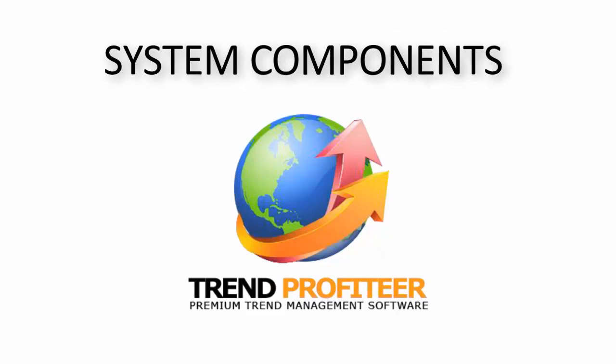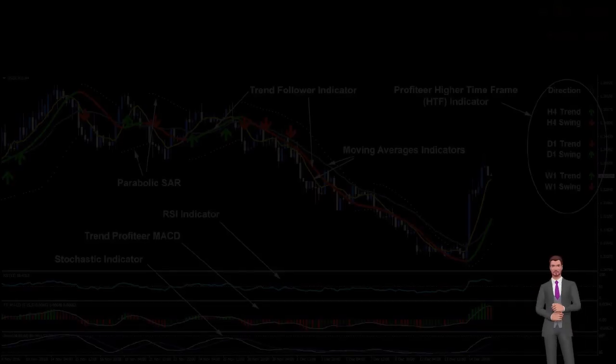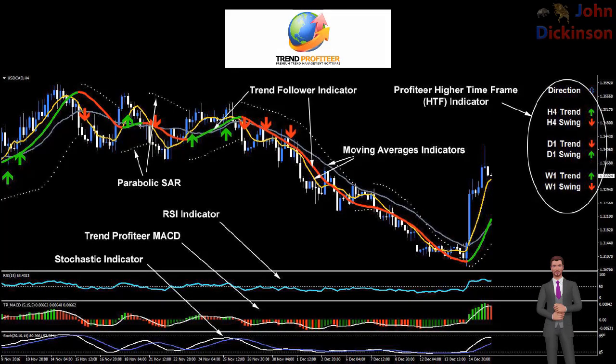System components. It is a system used for catching trends and swings, as well as following them, for as long as possible. It is very powerful but easy to use. It can be used successfully on all time frames and is designed to put the odds in your favor, by combining the power of the overall trend with very accurate entry.